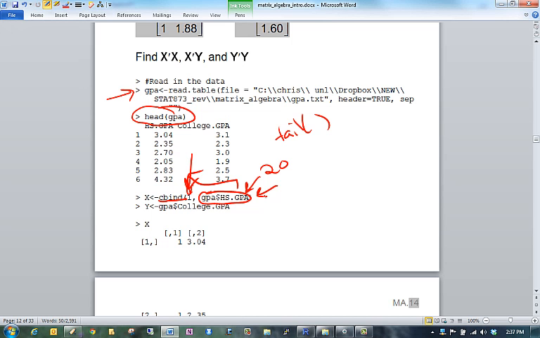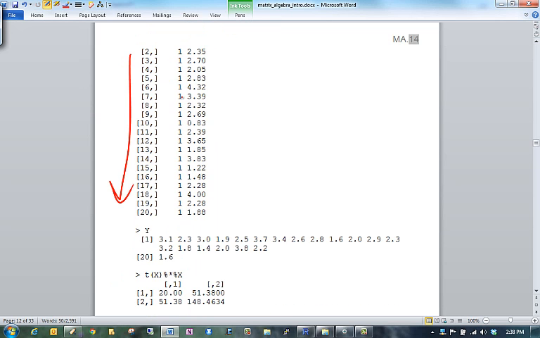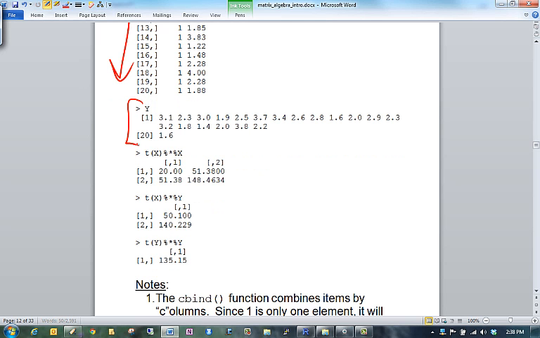So what we end up having is a 20 by 2 matrix. And let's take a look at it real quickly. And you can see here's my X. It has 2 columns and it has 20 rows. I'm going to put all the college GPAs into a vector. This is a vector, in terms of R's terminology, called Y. And this is what Y then looks like after you print it. So let's take the transpose of X times X. So X prime times X. And this is what I get.